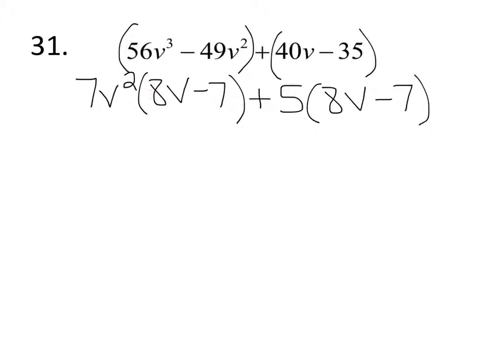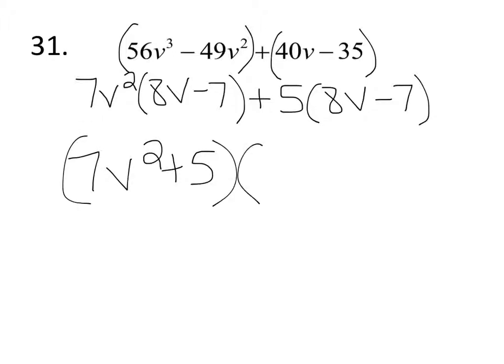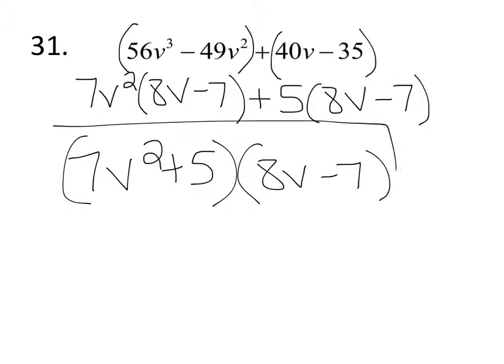So obviously I'm doing something right because these are the same. So now you're going to put these two together, 7v squared plus 5, and then you're going to write this one, 8v minus 7. And that is factored, so you're good.